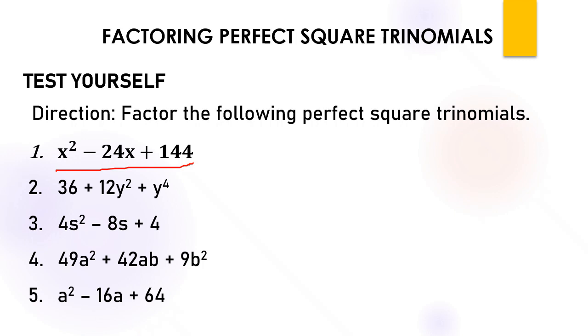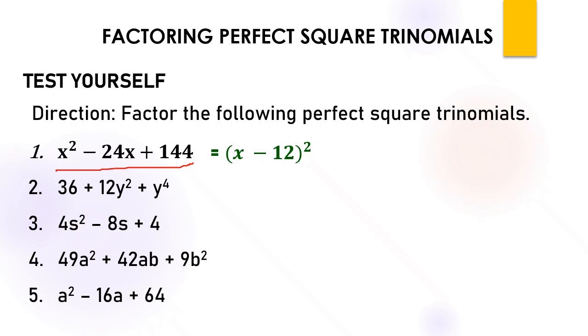In factoring perfect square trinomial, always look for the middle term. If the middle term is positive, then we follow the factor, which is the square of the sum of a and b. However, if the middle term is negative, then we must follow the factor, which is the square of the difference of a and b. In this case, our middle term is negative. So we follow the square of the difference of a and b. Therefore, the factor is the square of x minus 12.